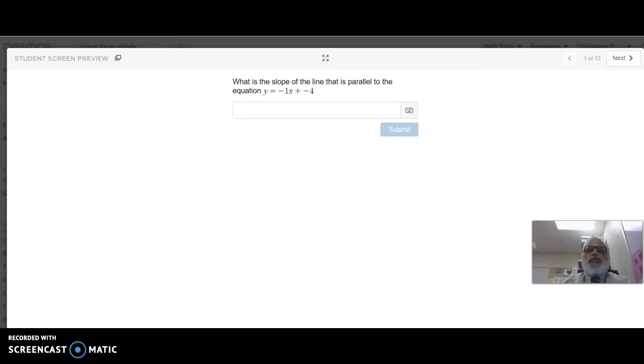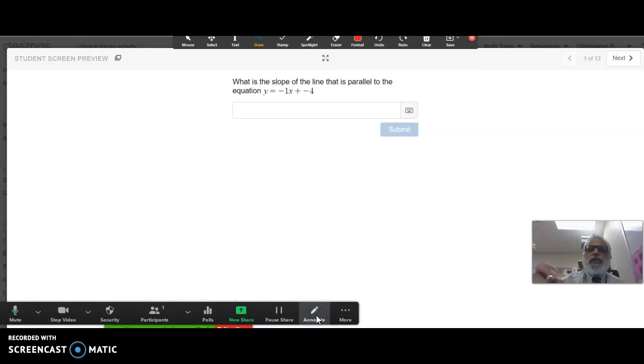The first thing I want you to notice is that our problems will be given to us in the slope-intercept form. In the slope-intercept form, that is y equals mx plus b, with m being our slope. And the slope is what they want on slides 1 through 5.